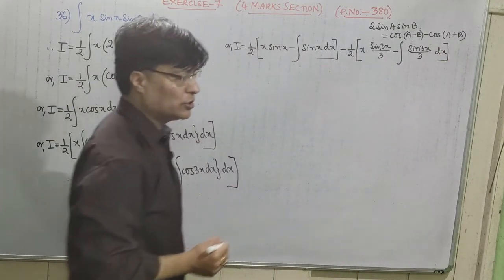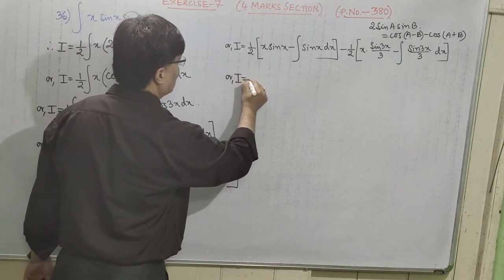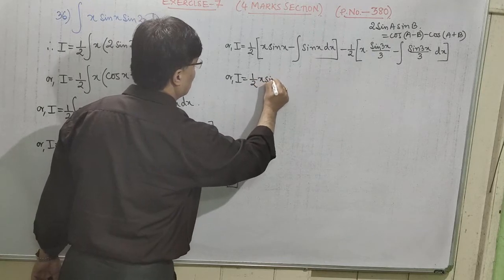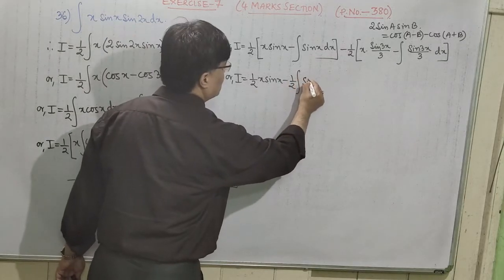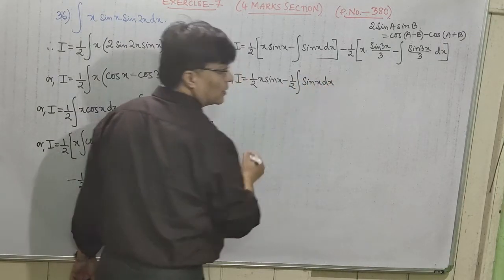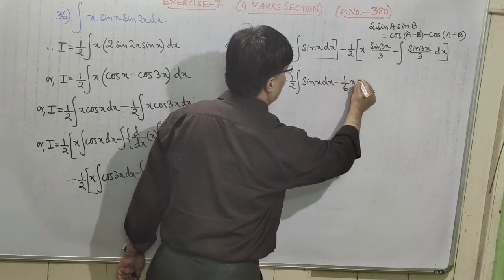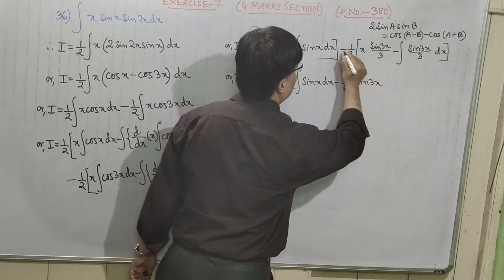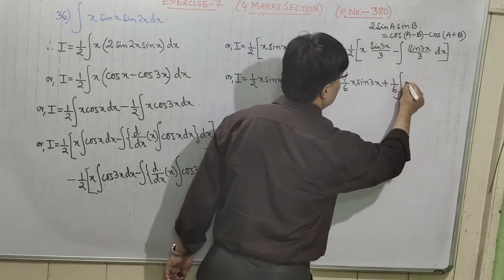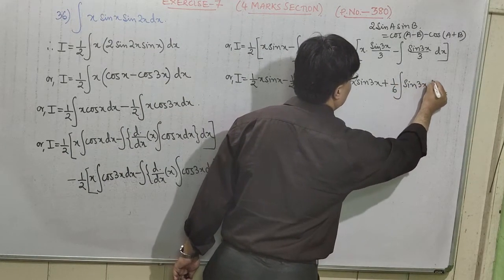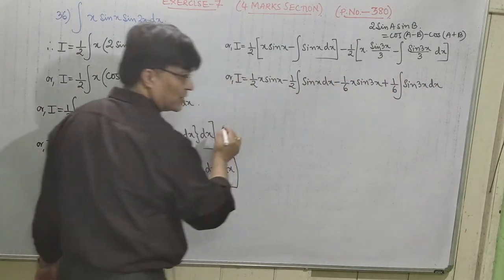Third bracket is closed. So now let us open this bracket. I is equal to half x sin x, then minus half integration of sin x dx. Now let us multiply by minus half here also. So minus 1 upon 6 x sin 3x, and this is minus into minus plus 1 upon 6, and this is integration of sin 3x dx. Is that clear? So now we can evaluate these two integrations.